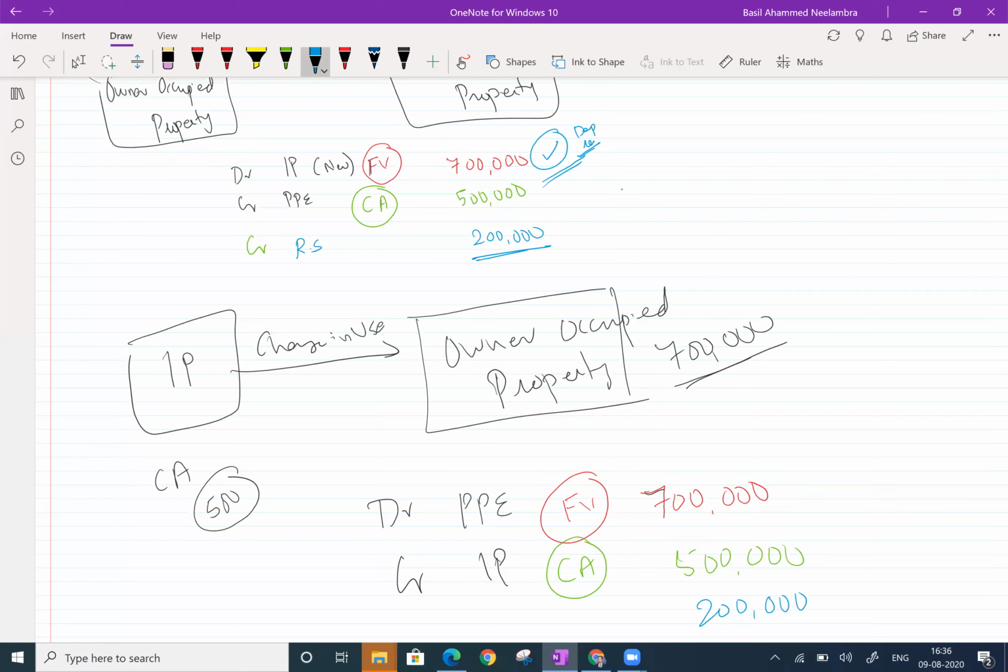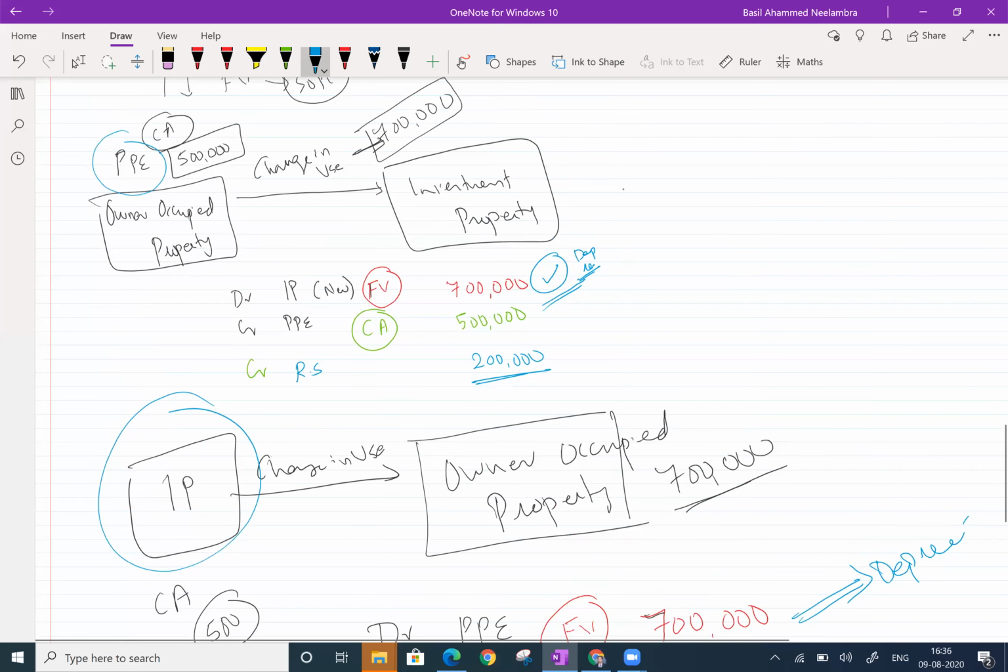Where should this difference go? You have to check what was the nature of this asset initially. It was an investment property. In investment property, any change in fair value will go to SOPL. So credit SOPL. And since this is property, plant and equipment, from now onwards, there will be depreciation. So very simple. There are only 5 points.